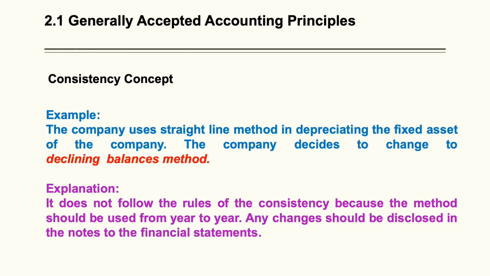Okay, now let us look at the explanation. So why can the company not do that? Because it does not follow the rules of the consistency concept, because the method should be used from year to year. Any changes should be disclosed in the notes to the financial statements.